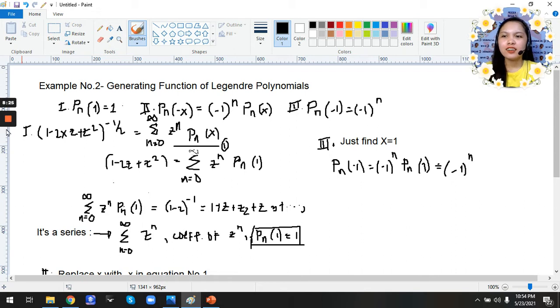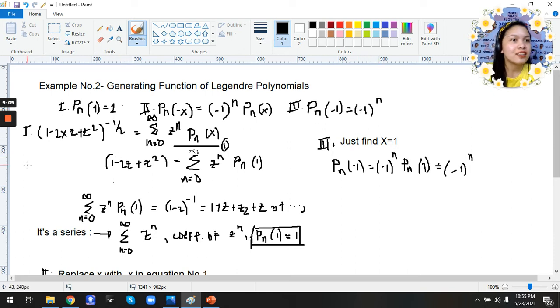For the second example, we have the generating function of Legendre polynomials. So we have here, for number 1, P sub n of 1 is equal to 1. For number 2, we have P sub n of negative x is equal to negative 1 to the power of n times P sub n of x. For number 3, we have P sub n of negative 1 is equal to negative 1 to the n.